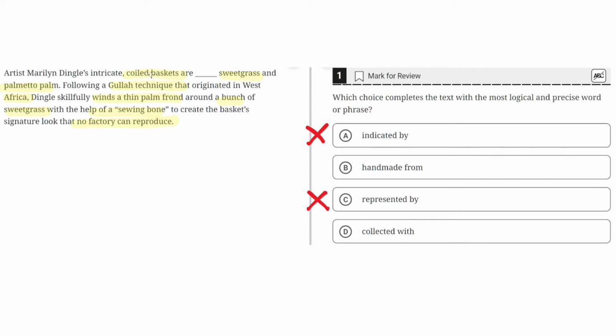This is incorrect because, like C, the coiled baskets are not collected with sweet grass and palmetto palm. They are instead created from sweet grass and palmetto palm. So D is incorrect, and the correct answer is B.